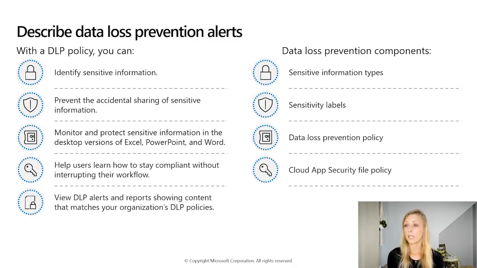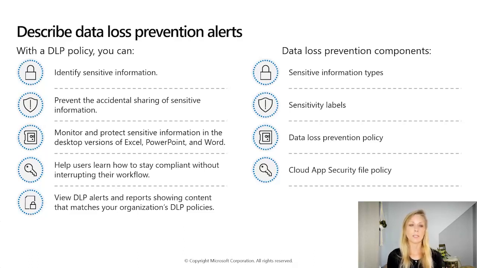With data loss prevention policies, we want to consider a few basic things. The first of which is where to protect the content. So again, these are locations that we've mentioned before with Exchange Online, SharePoint Online, OneDrive for Business sites, as well as Microsoft Teams, including the chat and channel messages. We also want to consider in the policy when and how to protect the content by enforcing rules.